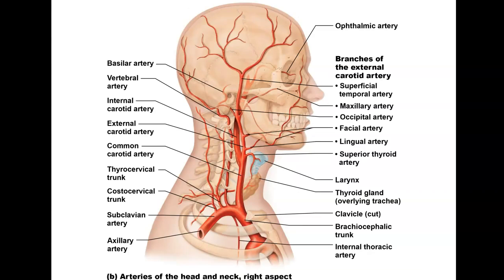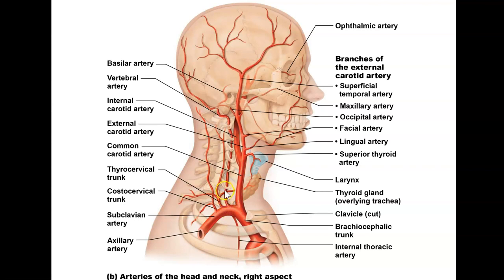So let's look at them specifically. Here are the arteries of the head and neck from the right side aspect. This is our brachiocephalic trunk. From there we bend and have our right subclavian artery, which after the first rib becomes the axillary artery. Remember that we have a couple of branches coming off of the subclavian artery.